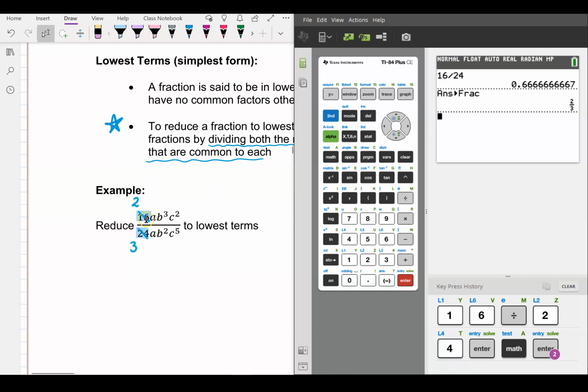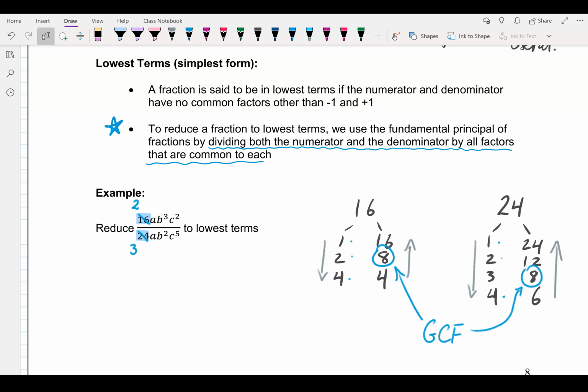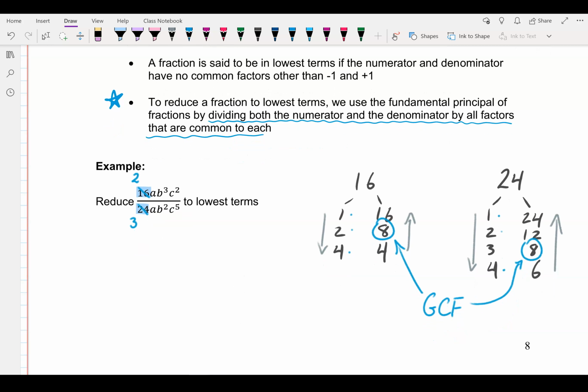So when in doubt with your numbers, just use a calculator. It's much faster, and you don't need to mess with your greatest common factor trees. Okay? So that's our numbers.